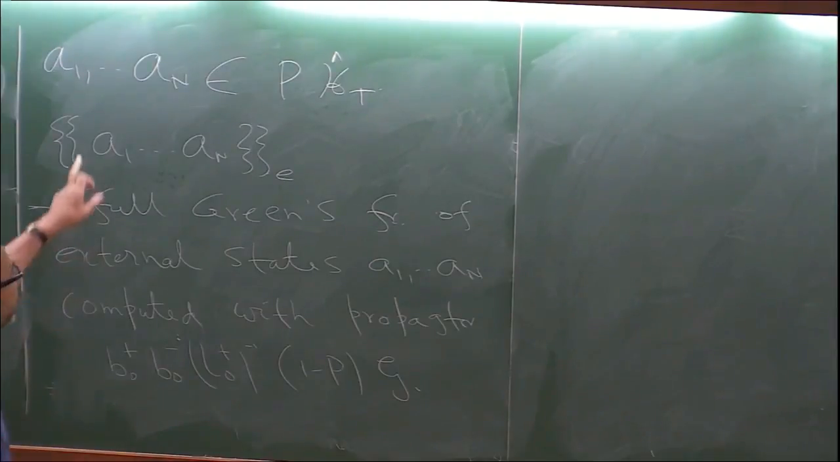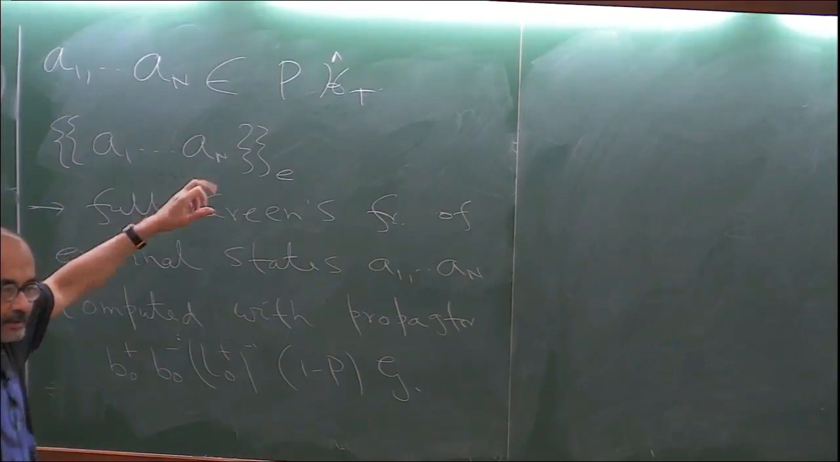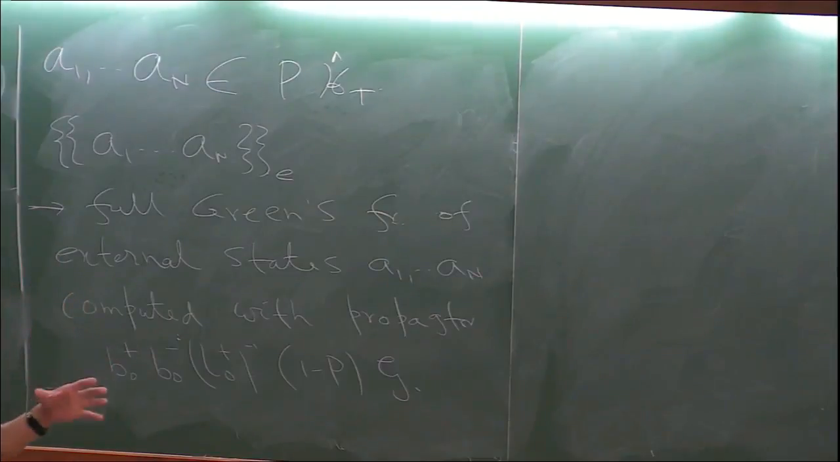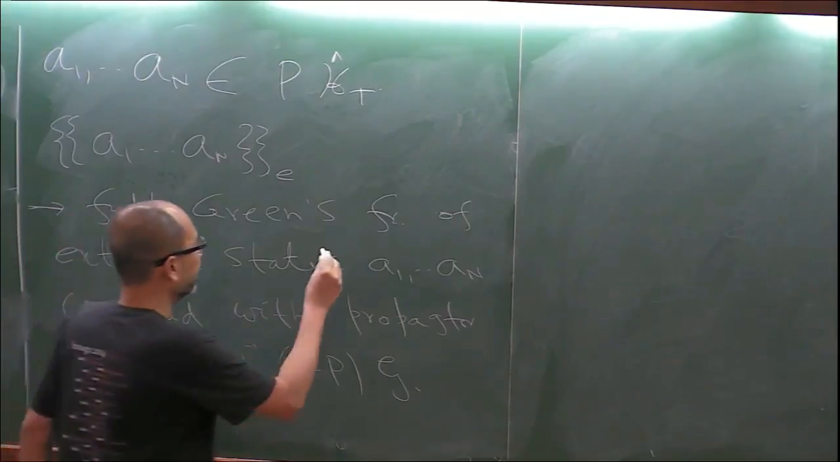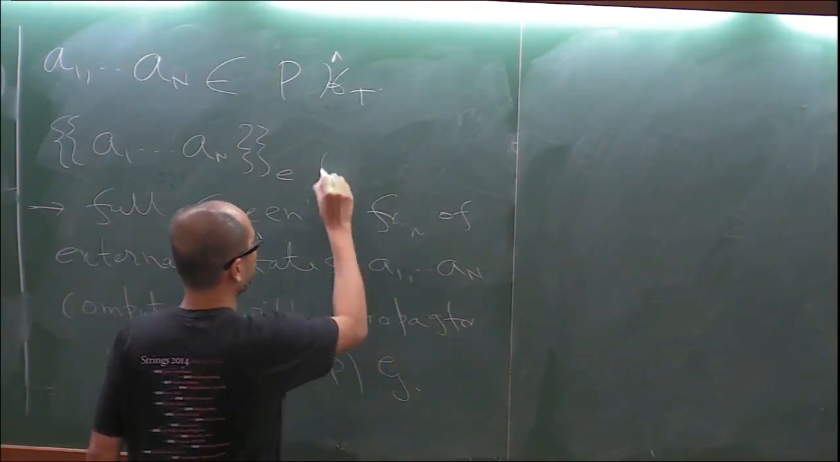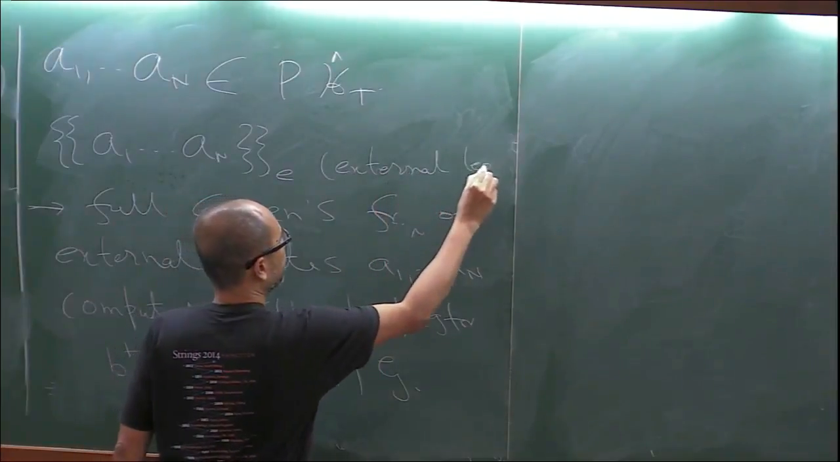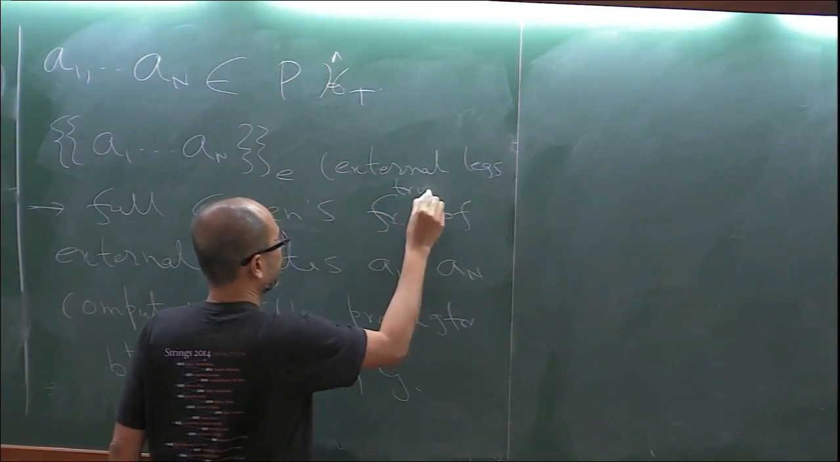External legs are all in the P invariant subspace. But you don't multiply by the propagator, because in the definition of the vertex, you always have external propagators removed. So here also, the full Green's function has external legs truncated.